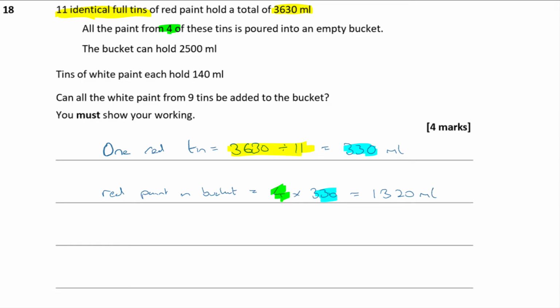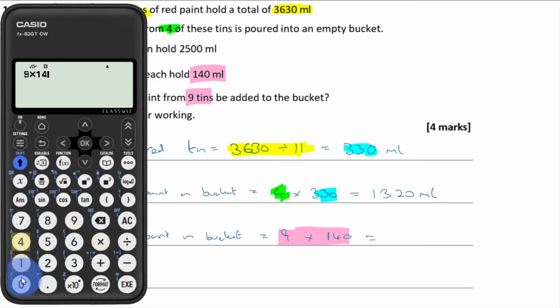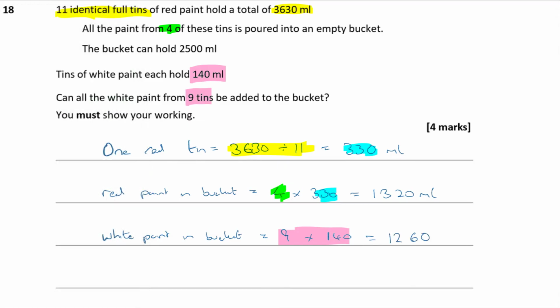Now, next up, we are told that tins of white paint hold 140 millilitres, and there are 9 tins. Well, we want to know if we can fit 9 tins' worth in. So let's find how much white paint in the bucket, if it fits, is going to be 9 lots of 140. We've got that all from the question. So what is 9 times 140? 9 times 140 is 1,260. So we're attempting to put 1,260 millilitres in the bucket.